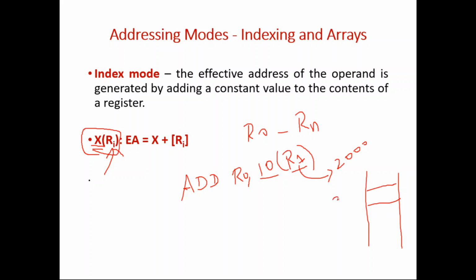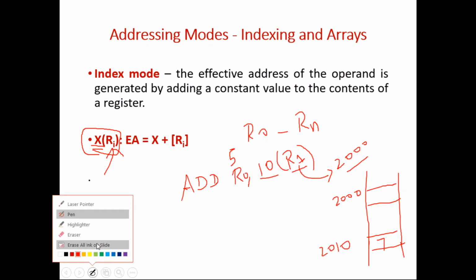Okay, so this 10, what it is saying in the sense, add 10 to this R1. So R1 is 2000. When you add 10 to this R1, it becomes 2010. So now it is actually referring to the location 2010. It says add the content of this 2010 with R0. If R0 is 5 and 2010 contains 7, then it will add 7 plus 5, 12, and the result will be stored in R0. Okay, fine. So this is how this particular addressing mode, index addressing mode, works. Normally we use this for accessing arrays.